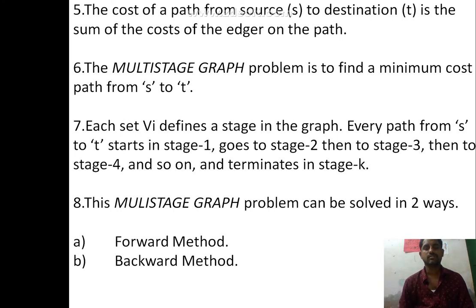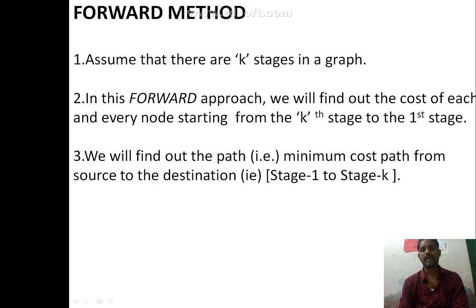So the multi-stage graph problem is to find a minimum cost path from S to T, and each set Vi defines a stage in the graph. Every path from S to T starts in stage 1 and goes to stage 2, then to stage 3, then to stage 4, and so on, and terminates in stage k. This problem can be solved in two ways. The first one is the forward method and the second one is the backward method.